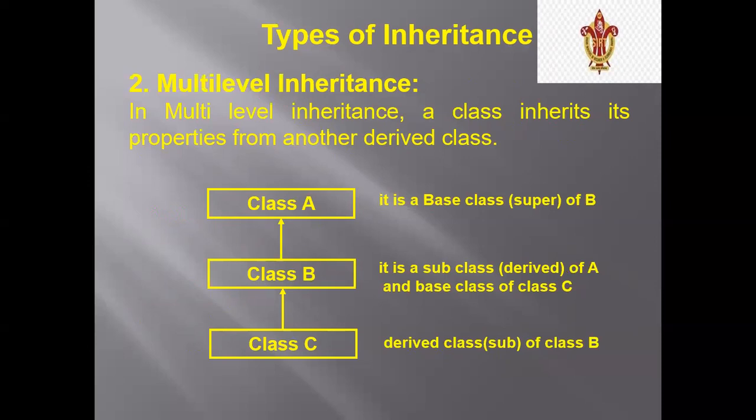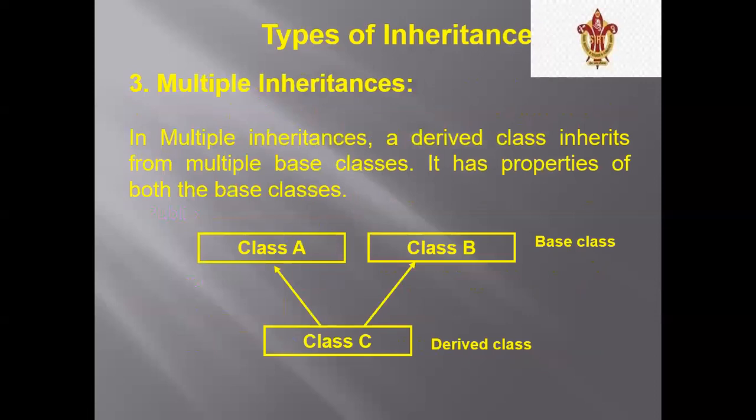But now what is the situation of B? B acts as a base class for C, and B is a derived class of A. So B's position is that it is a subclass or derived class of A and base class of C. This is multi-level inheritance. Means one class is inheriting the property of another class, and that class is again inheriting the property of another class. Means there are three levels here. That is why it is multi-level inheritance.